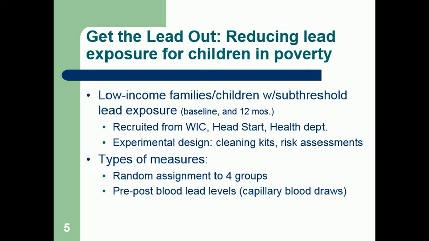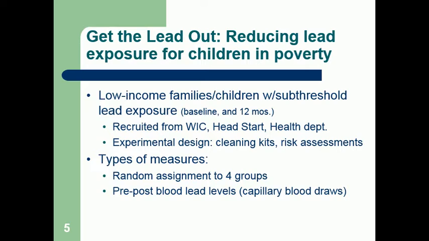So the cleaning kit would help them to clean properly around the house to reduce lead dust, and the risk assessment would help them see if there is lead in their house, where it is, and provided them some guidance in how to remediate it. So in this example, there are 4 groups that people could be randomly assigned to.